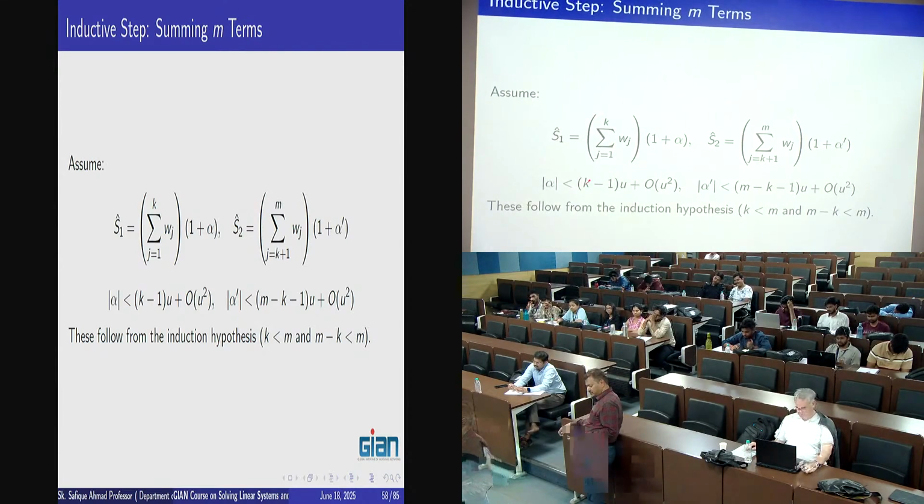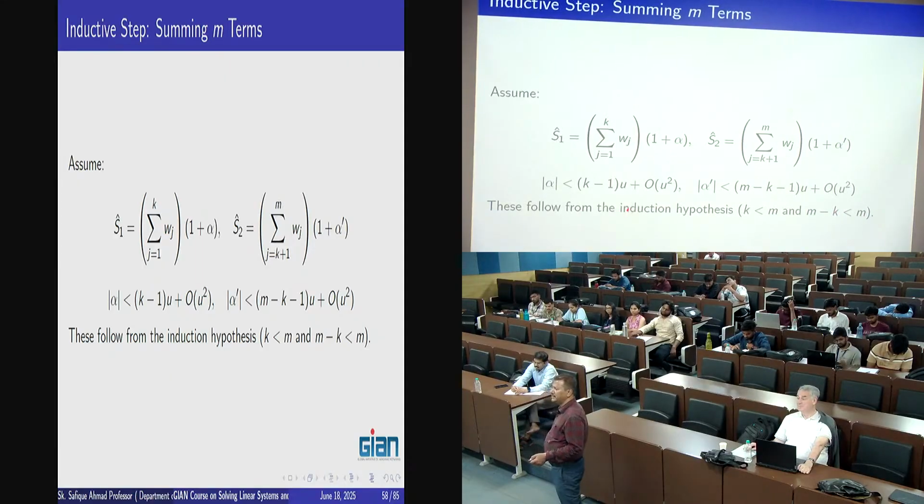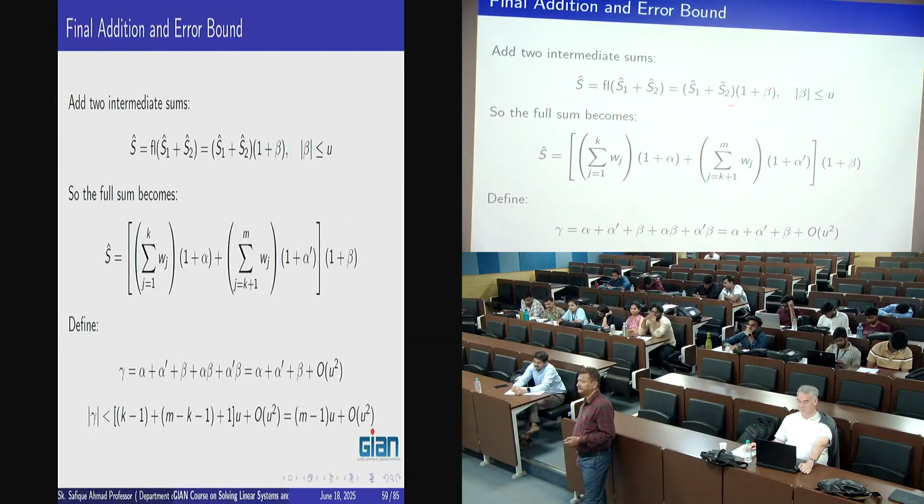So, writing this as k minus 1, j varies from 1 to k. And similarly, here you have m minus k minus 1, because k is less than m. To follow the induction hypothesis, m minus k is always less than m. So now this is S1, we have broken the sum into two parts.